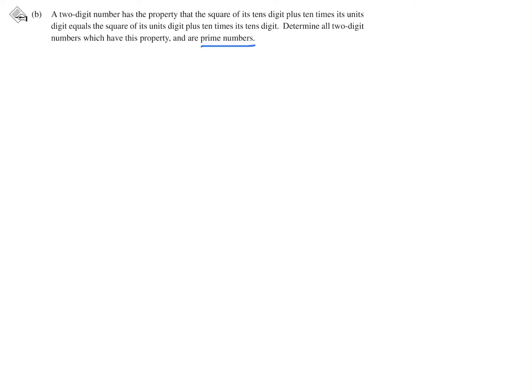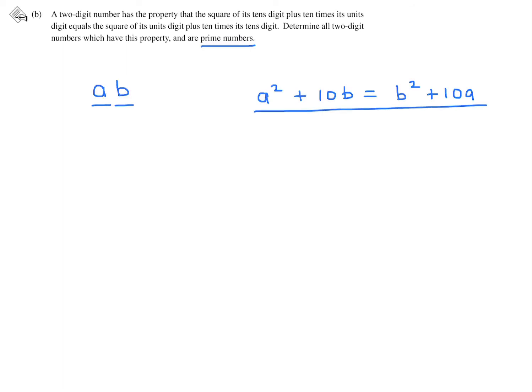So we've got some number, AB. Those are the 2 digits, and it's obviously a 2-digit number. And it has this interesting property. The square of its tens digit, which is a, plus 10 times its units digit, which is b, is equal to the square of its units digit, which is b squared, plus 10 times its tens digit, so plus 10a. So basically I took the information in the question stem and wrote it into a mathematical equation.